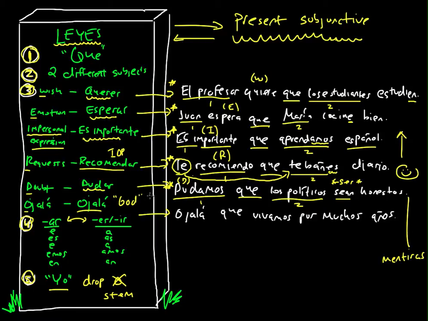And so we have ojalá. So we have our que, we have our ojalá, we have our second subject, so this would be the first subject, and we have our expression here, which is ojalá. And the last thing is, this is the verb vivir, which is an IR verb, and so it ends in AMOS and not IMOS. And so now we have another good sentence. So, ojalá que vivamos por muchos años. God willing, we live for many years, okay? Or let's hope that we live for many years, okay?